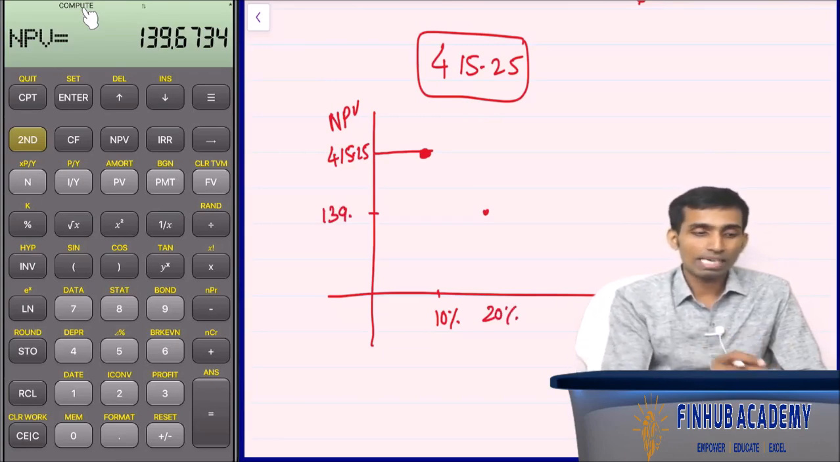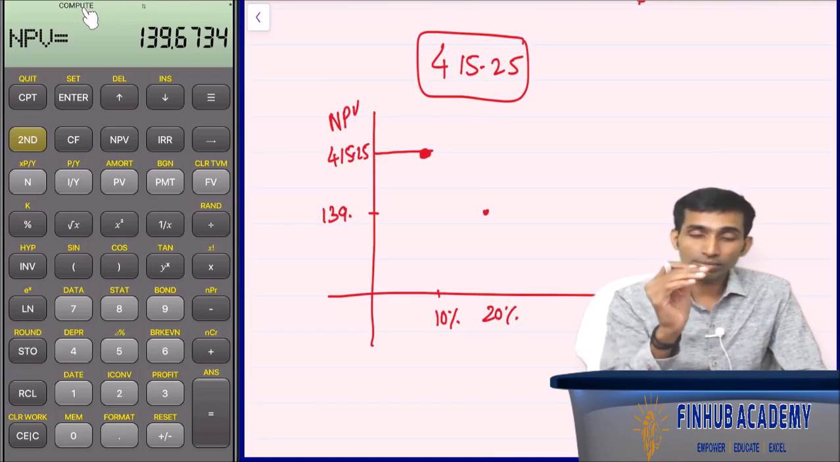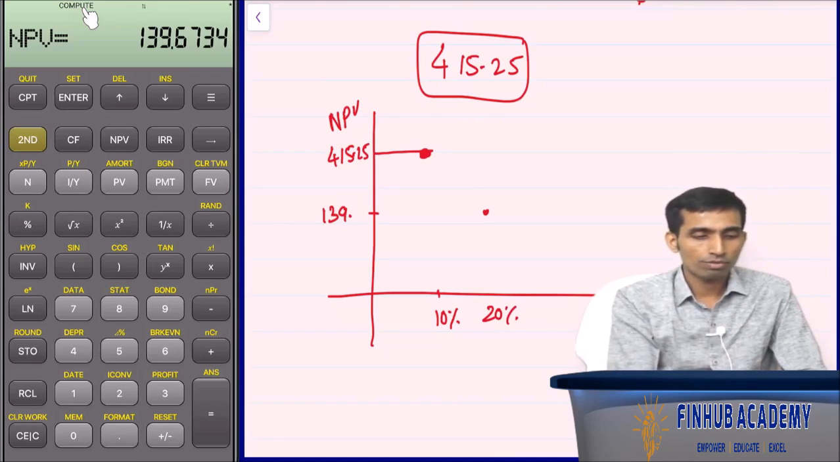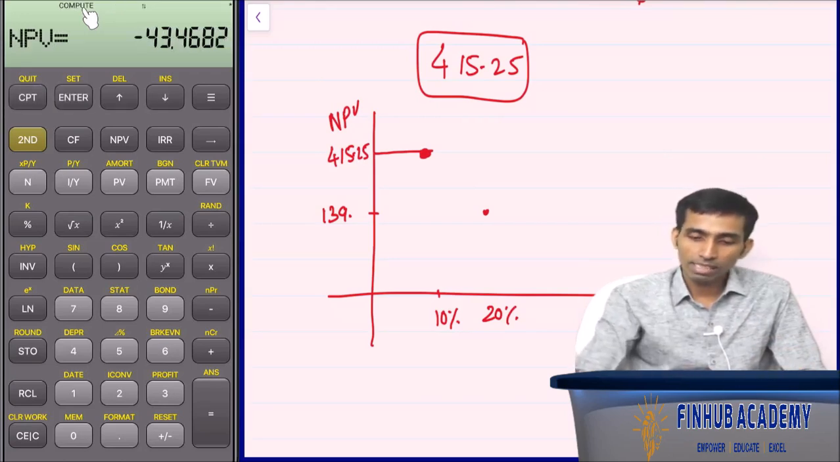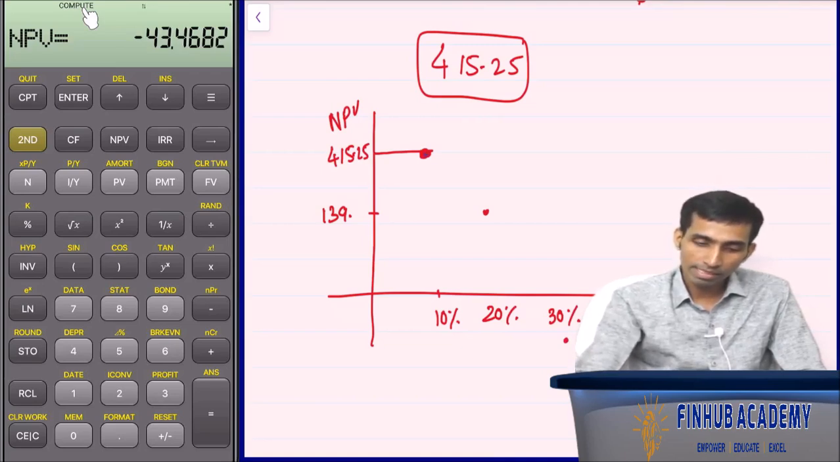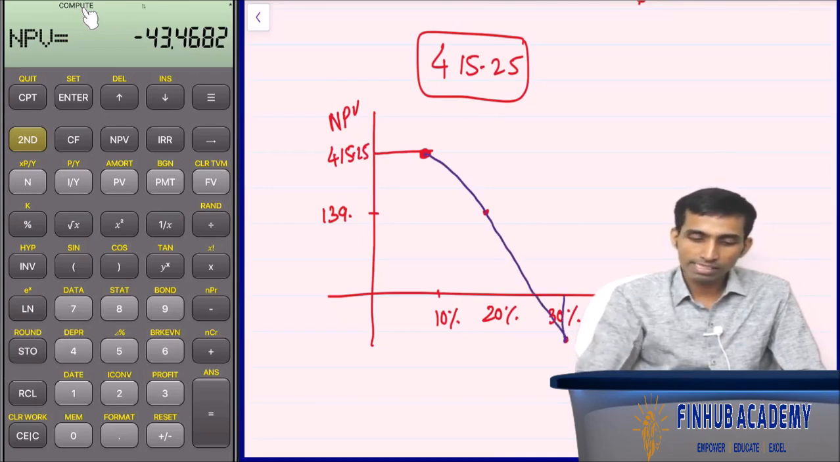Now let's say again I am increasing the rate, bringing NPV down. Let's say I am taking 30%. So I'll go up, I'll feed 30, enter, down arrow key, NPV, compute. See, at 30% it is negative, somewhere here, correct? So please understand, that means at 30% it is negative, that is minus 43.46.